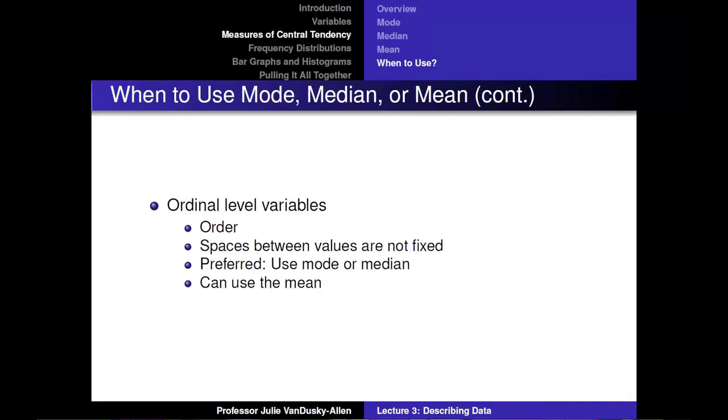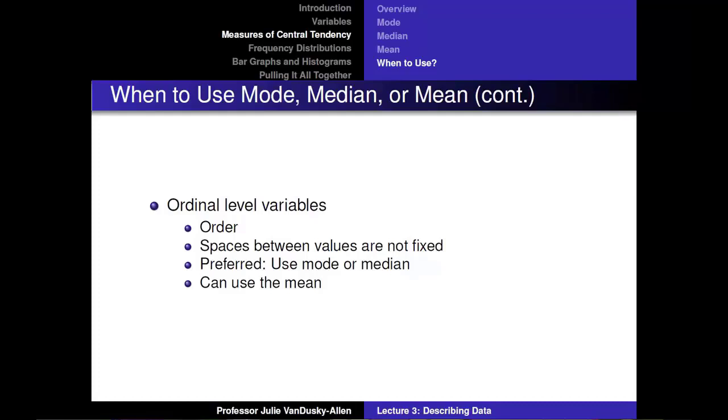With an ordinal level variable, the values of the variable have order, but the spaces between values are not fixed. We can use the mode for an ordinal level variable because the mode simply tells us the most common value in the data. We can also use the median because we can order the data from smallest to largest and find the middlemost value. We can also use the mean, but it is debatable whether it makes sense to use the mean for an ordinal level variable.